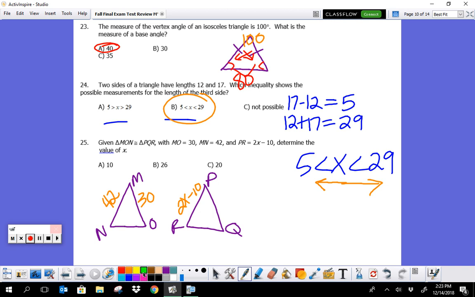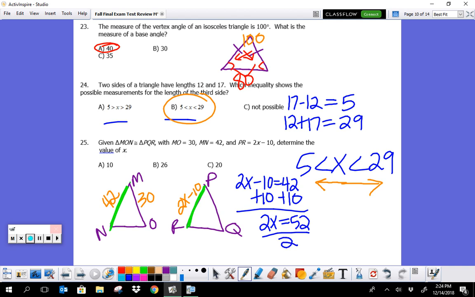So look at what happens here. Since we draw these pictures correctly, we can see that MN is going to be congruent to PR. So I'm going to take those two sides and set them equal. So I'm going to have 2x minus 10 equals 42. Add 10 to both sides. So 2x equals 52. And if I divide by 2, x is going to be 26.